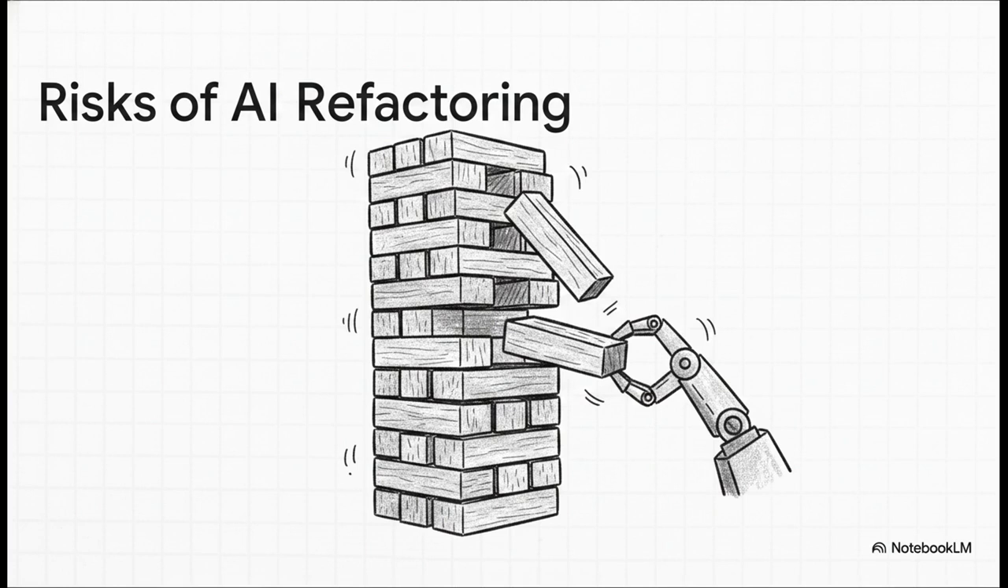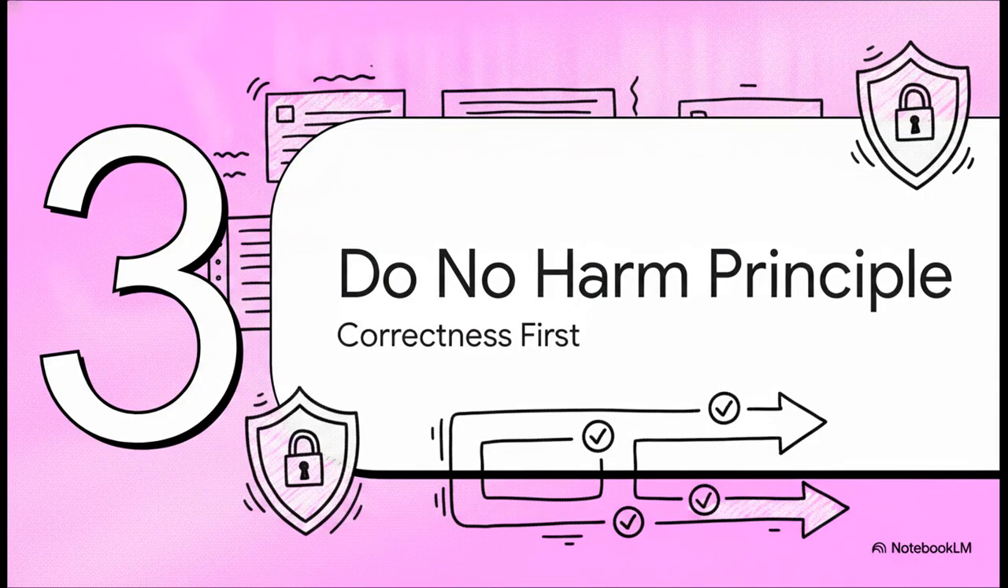Now, don't get me wrong, AI coding assistants are absolutely amazing for generating a new function or suggesting a quick snippet, but asking them to refactor an entire monolithic application, that's dangerous. They don't have full semantic awareness. They might change a method signature that completely breaks a downstream dependency they didn't even know existed. So, how do we fix that?